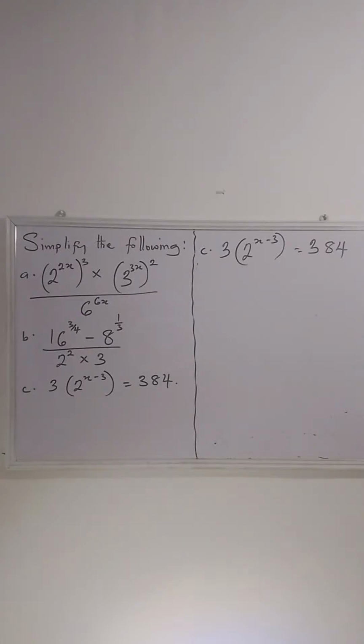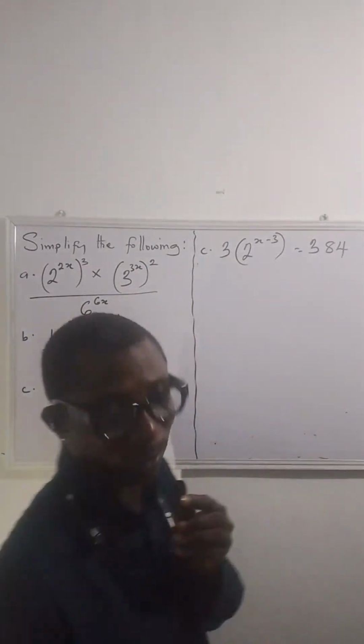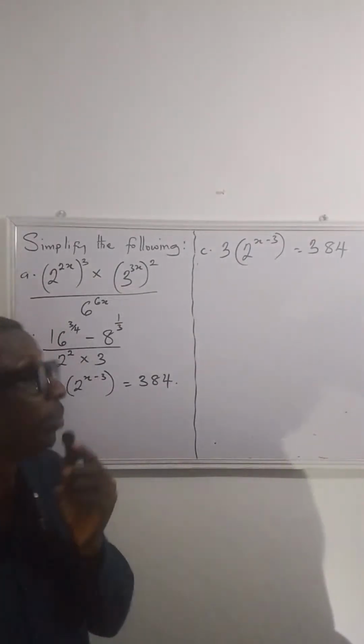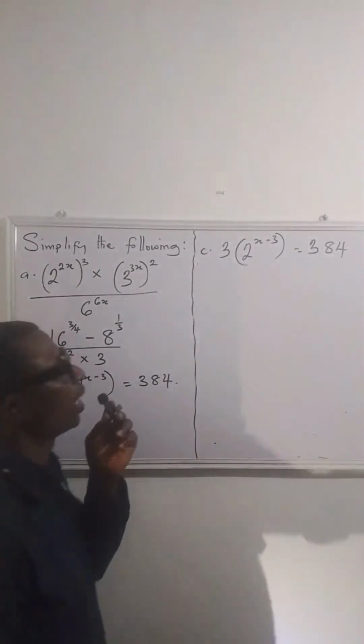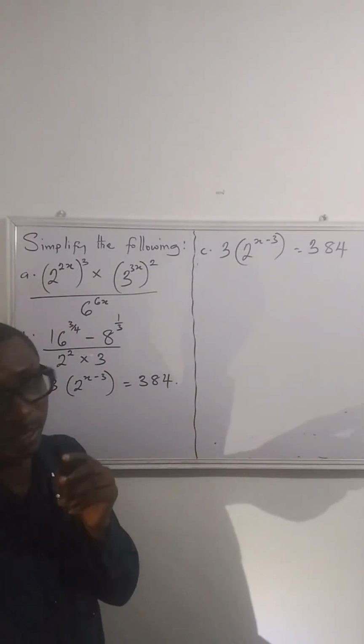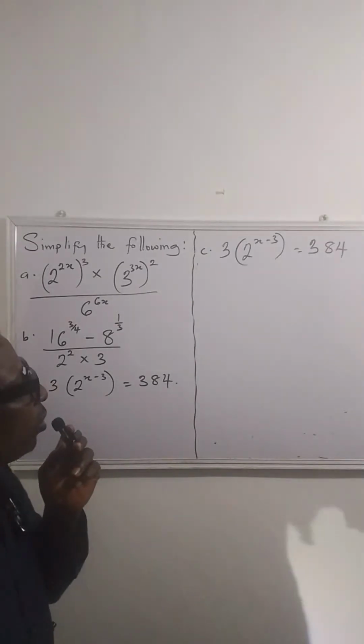Okay, now let's go through the question together. I'm going to give you another one. Probably that question seems difficult for some of us, so now let's try and do this together. Now we have 3 times 2 raised to the power of x minus 3 equals 384. So how do you do this?